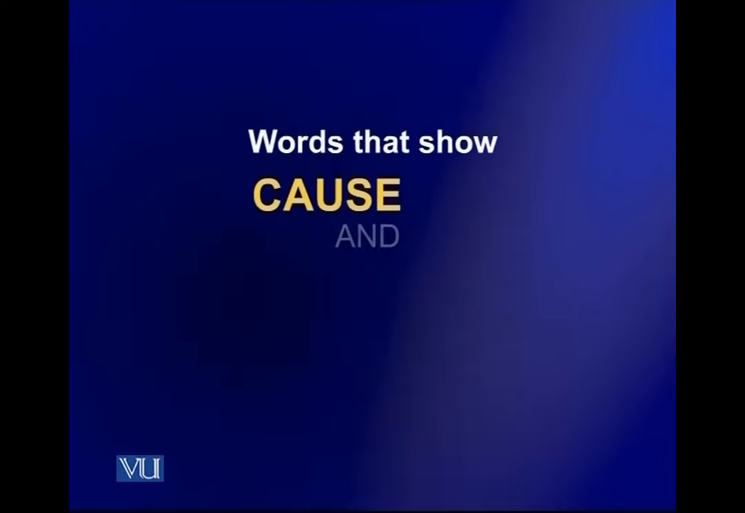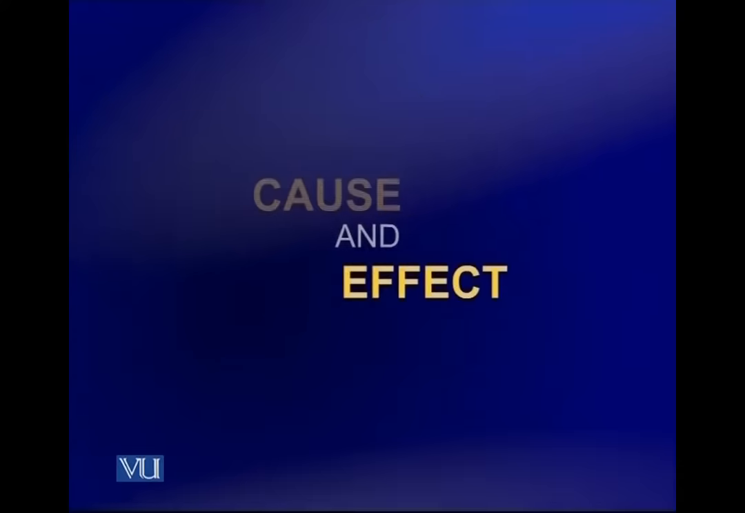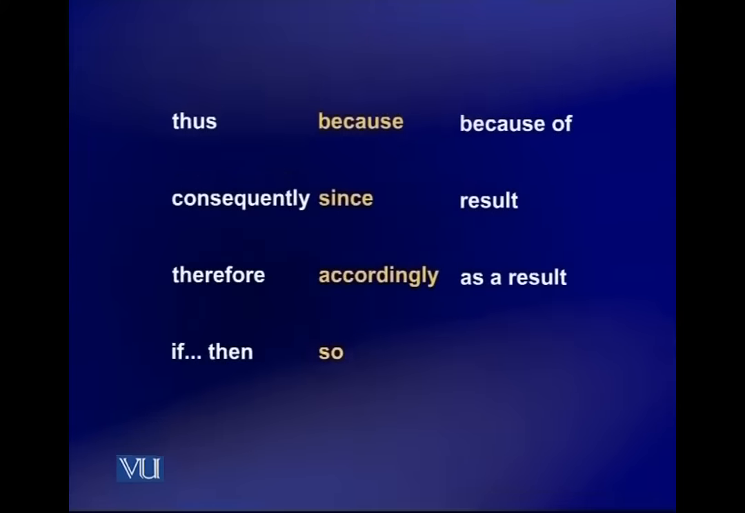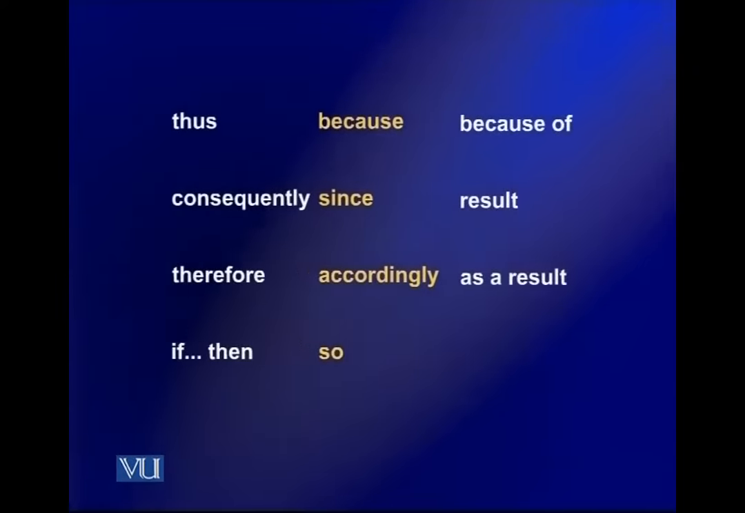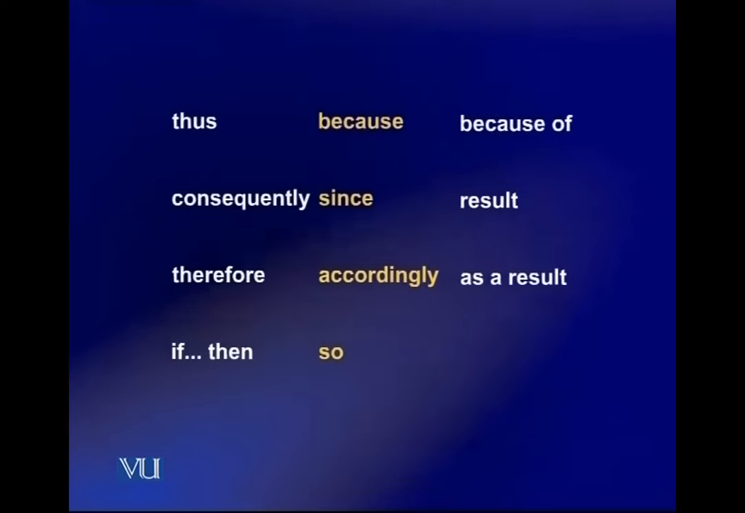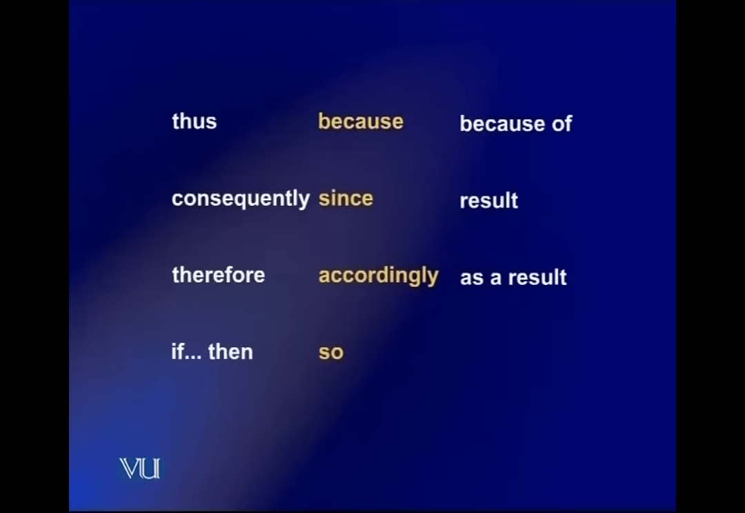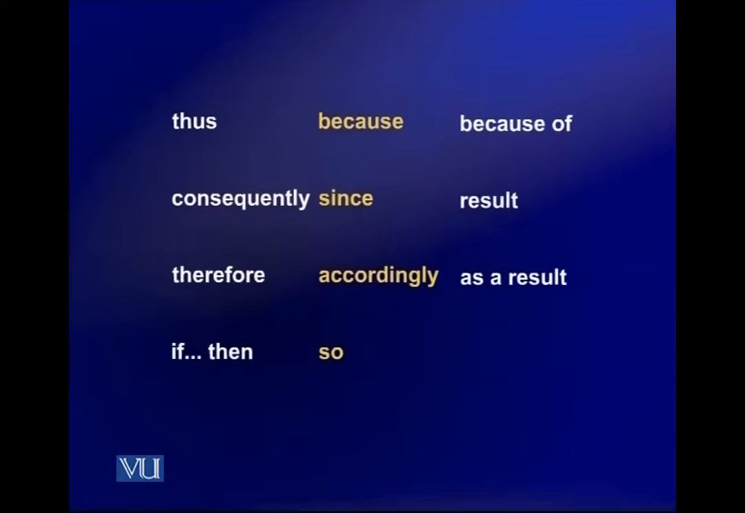Now let us look at another link word. The link words in number 5 all show cause and effect. These are words like thus, consequently, therefore, if then, because, since, accordingly, so, because of, result, as a result. If it gets too humid, then our wooden doors swell up and become hard to operate. The words "if" and "then" tell you that there is a cause and there is an effect.